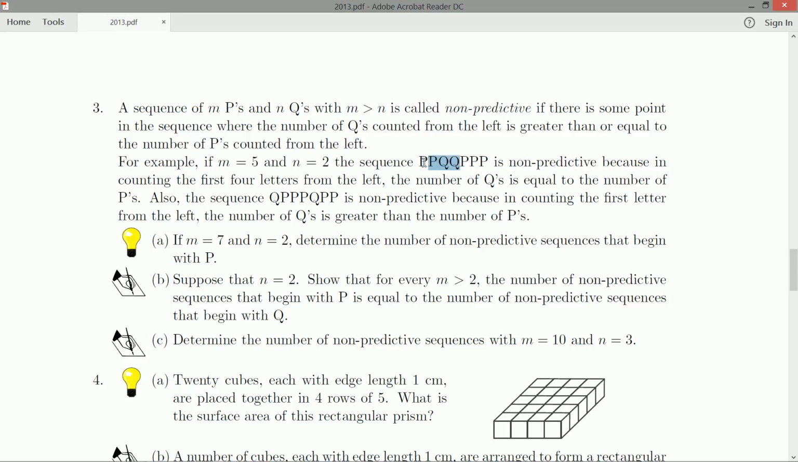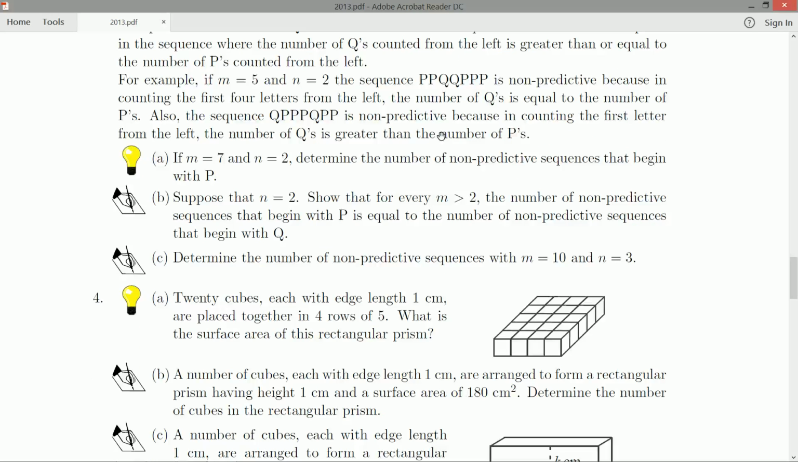Also, the sequence QPP is non-predictive because counting the first letter, you get a Q. So I guess to be predictive, you have to have a P at the start. Interesting. I'm guessing just based off the definition of non-predictive that maybe we'll have to define a predictive sequence at some point, and it might be easier to do that.